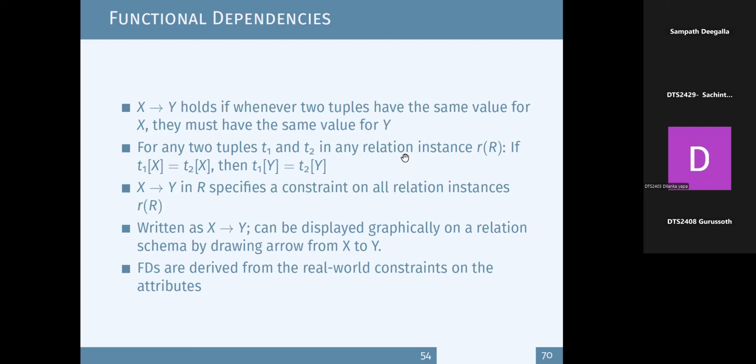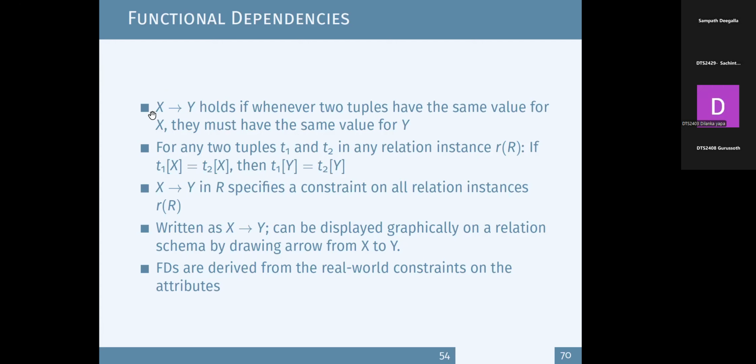Mathematically, we can represent it like this. We can say X arrow Y, which means that for two tuples, meaning two records, if you have the same value for X, then you should have the same values for Y. So X is like your registration number, Y is like your name. Every time in a database or in a relation, if you see the same registration number and you're seeing the same name, that means this is a functional dependency.